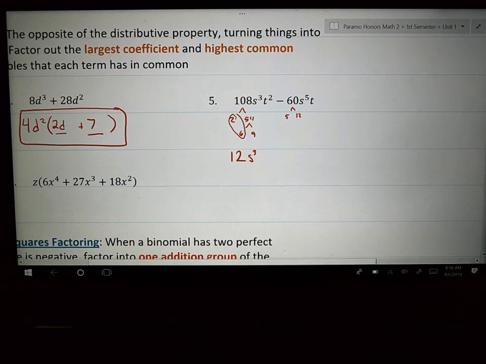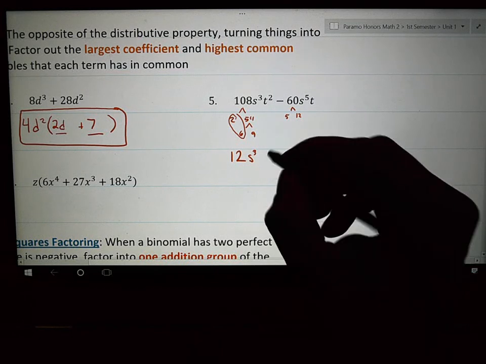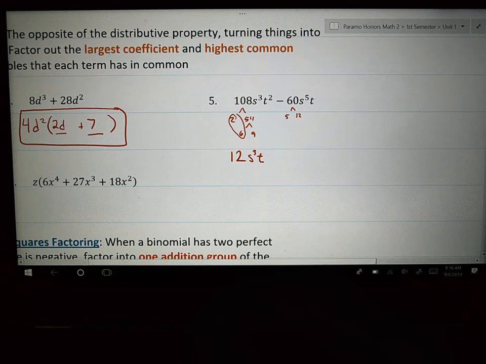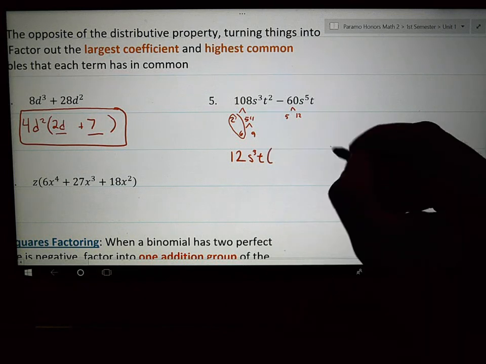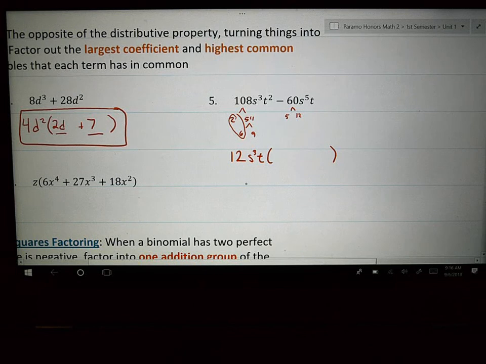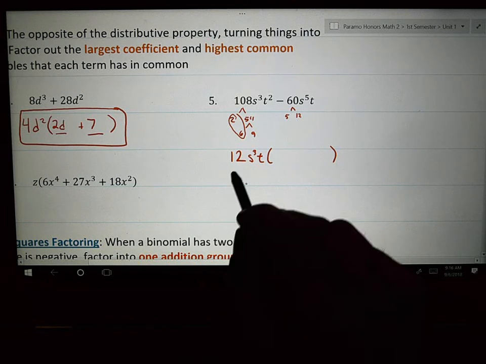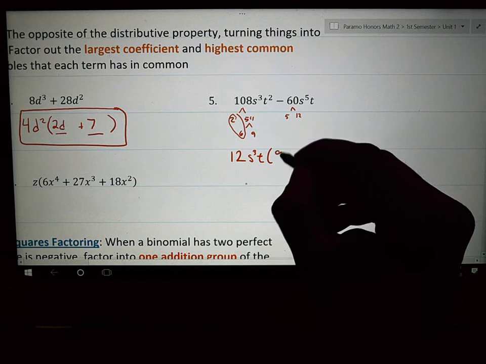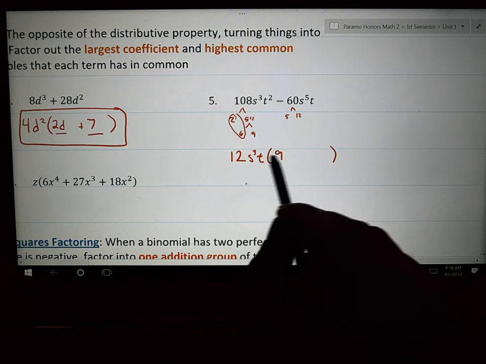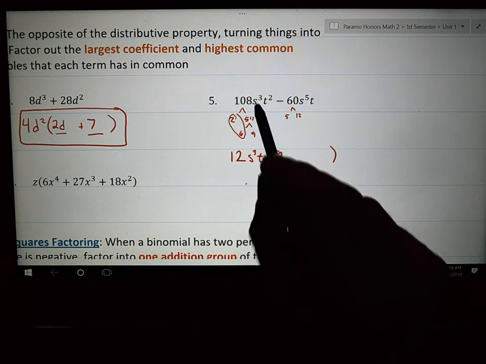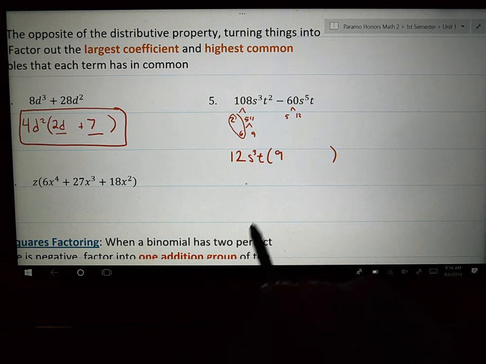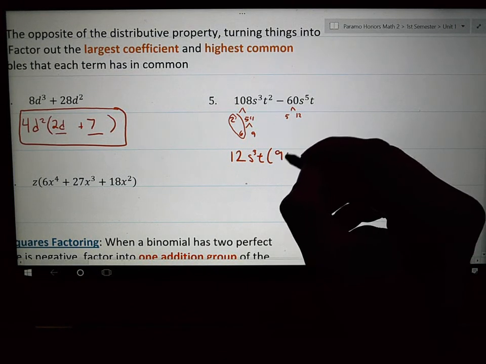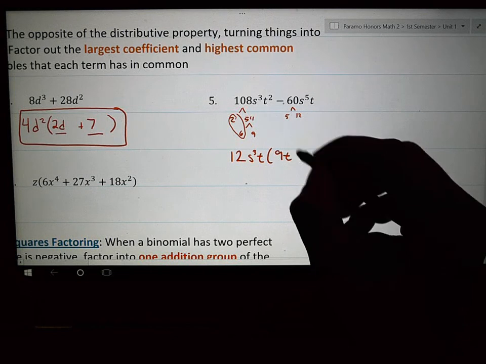Do they both have T's? What's the highest amount of T's I can take out of both? Good. They have that in common. Then you put parentheses. 12 times what gives you 108? Do I need any more S's for the first term? Do I need another T for the first term? Yes. So it's 9T, minus sign.